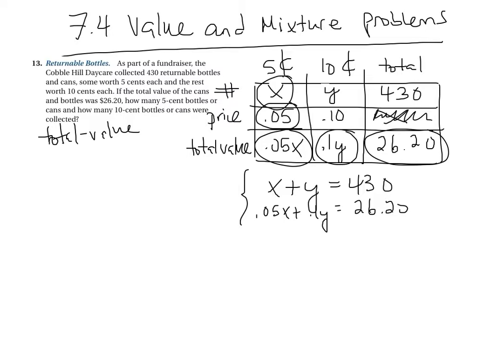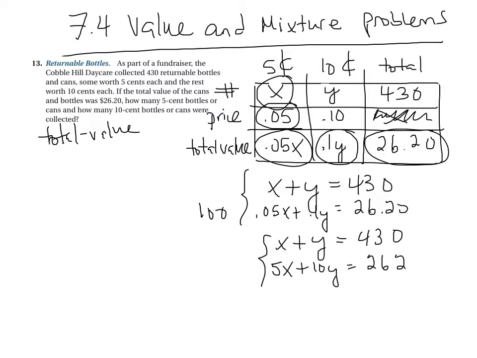Now, to solve this system, it's a little bit tricky because we have the decimals. So let's leave the top equation alone. And let's clear out the decimals in the bottom equation. So let's multiply by 100. So what we get is 5x plus 10y equals 2,620.